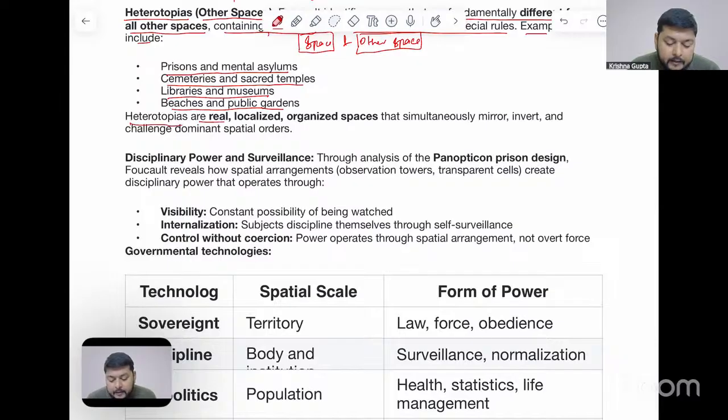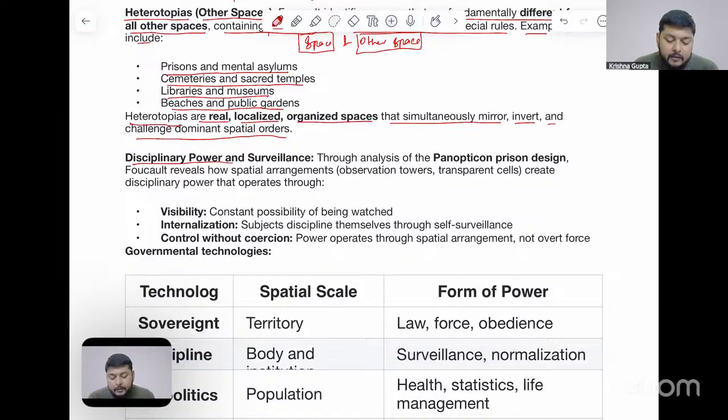Heterotopias are real, localized, and organized spaces that simultaneously mirror, invert, and challenge the dominant spatial orders which are prevalent in the society. Okay, and the other spaces, they are not highly prevalent in the society, but they exist in the society.